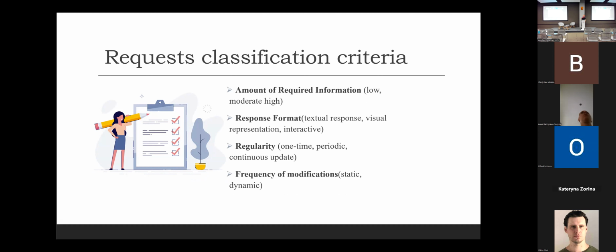First one is amount of required information. So requests can be classified from low to moderate to high amount required. Response format, as you can see, it can be textual response, visual representation, and interactive representation. Regularity of the requests, it can be either one-time, periodic, or continuous update. And frequency of modifications, so requests can be static or dynamic.